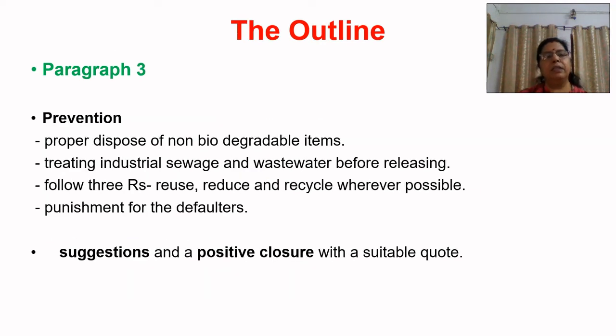Then we will move to the third paragraph, and there you will write how to stop it, how to prevent it, and here you can also give your suggestions, and you can close the paragraph with a positive note. So the points are: proper disposal of non-biodegradable items, treating industrial sewage and wastewater before releasing, and you have suggested to follow the 3 R's, that is reuse, reduce and recycle wherever possible, and also a punishment or a legal action against the defaulters. So here you have drawn an outline.